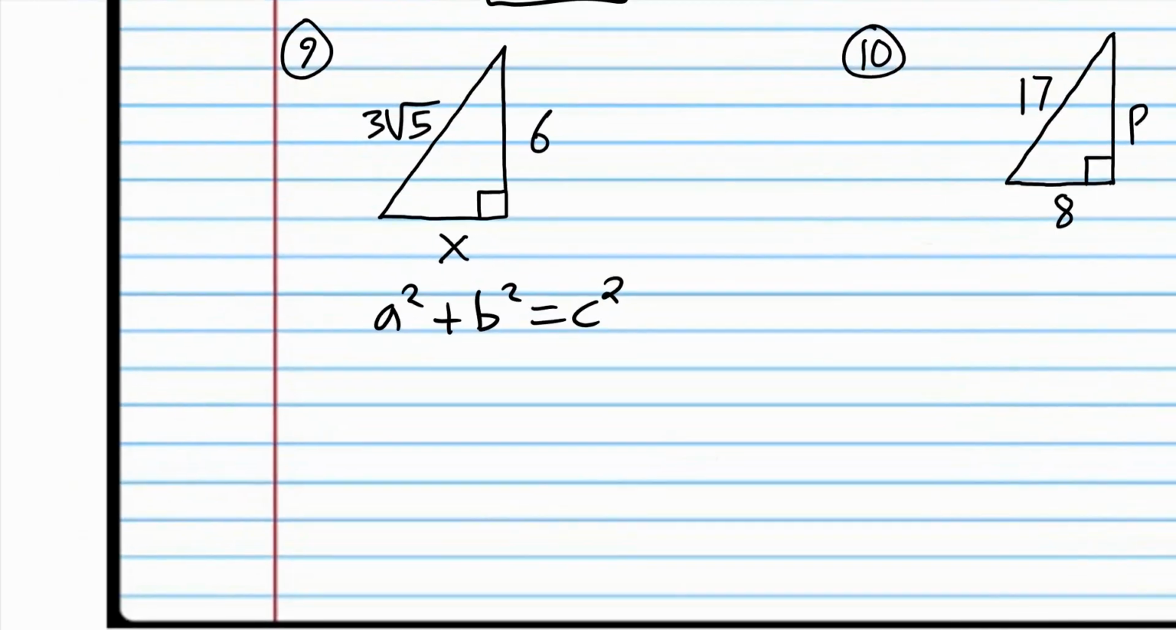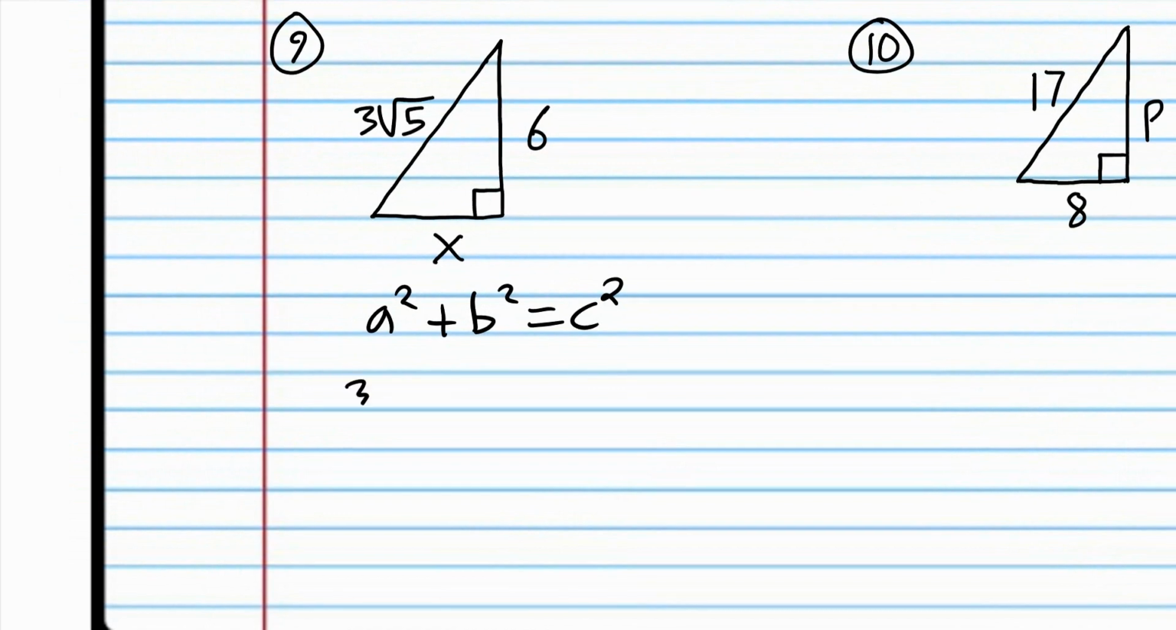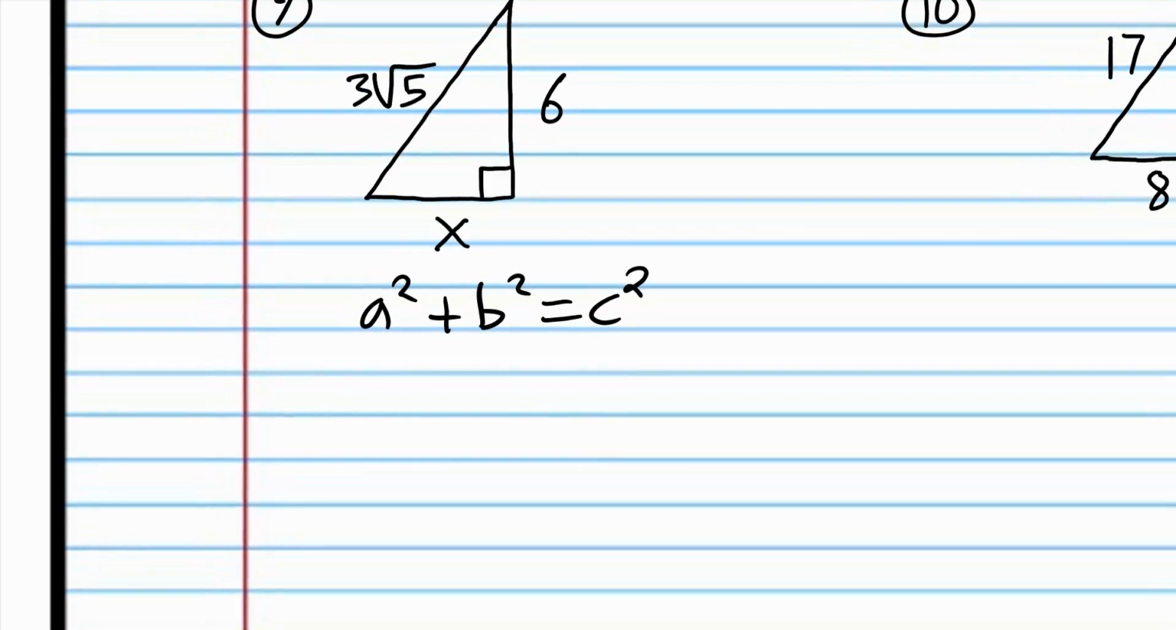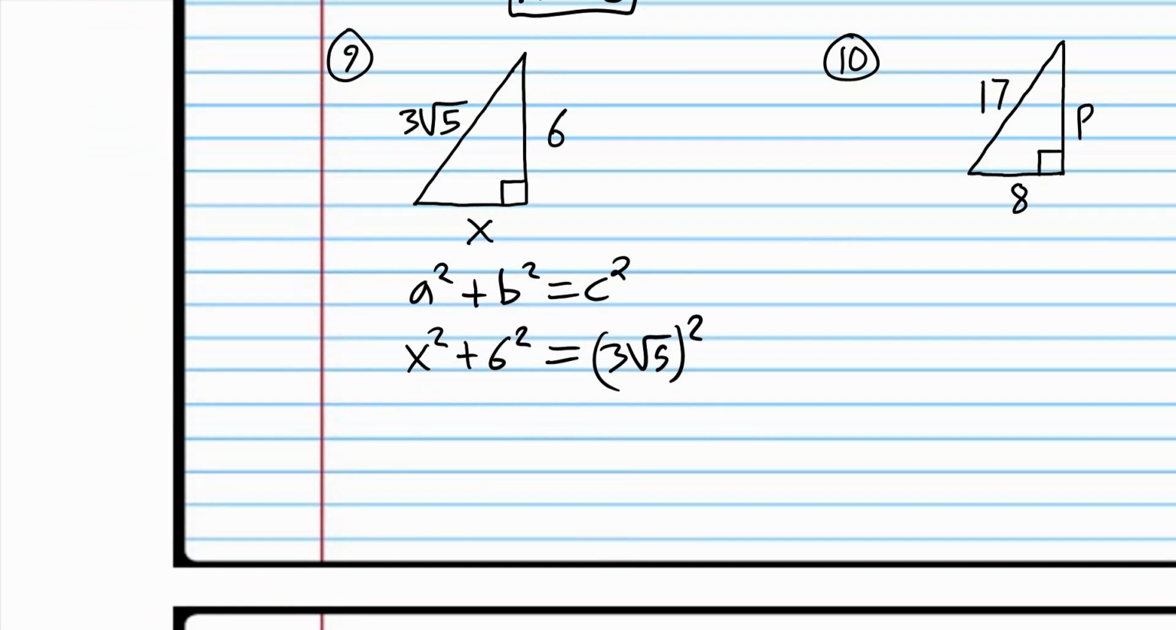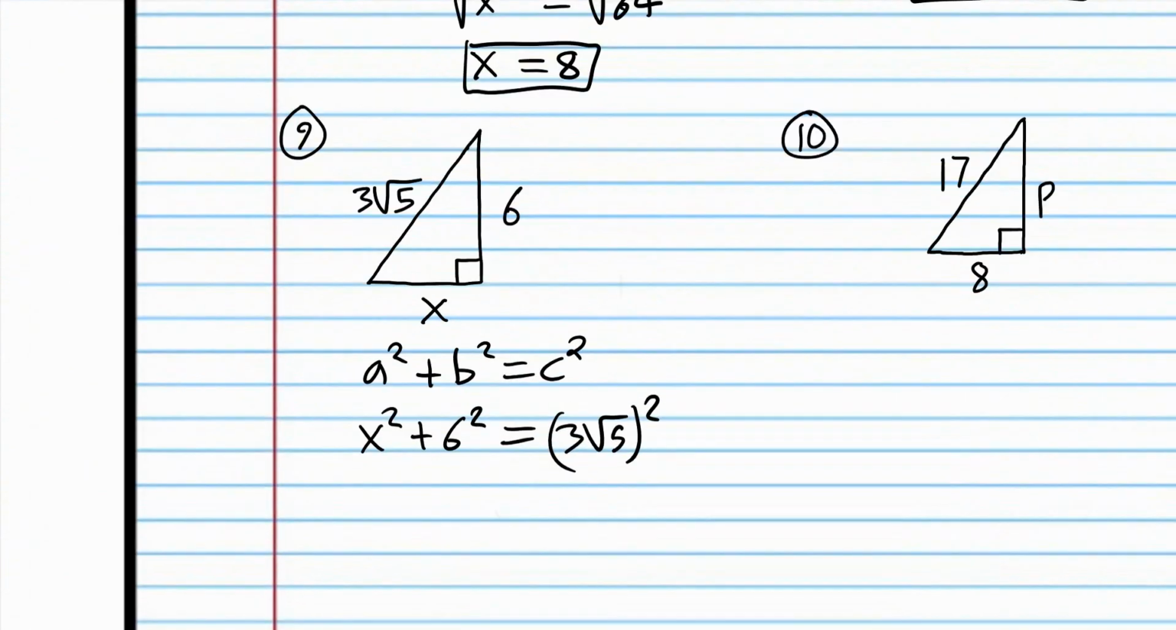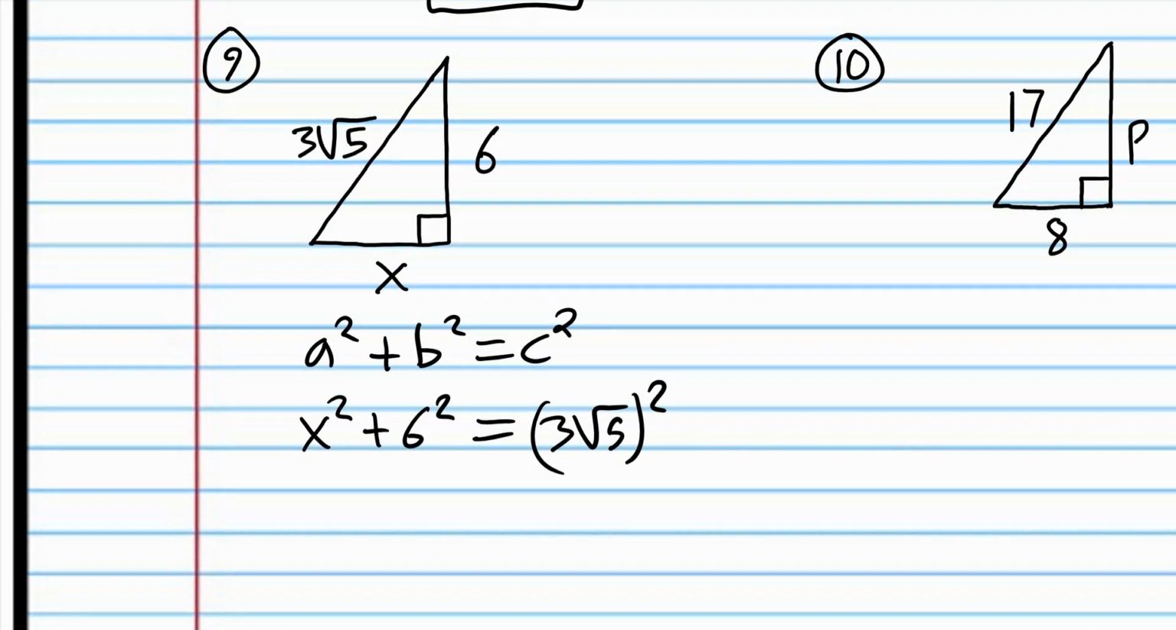So let's plug in the numbers. Square root, actually that's the wrong one. I just did the very thing I was warning you against. 3 root 5, that's the hypotenuse. And x is a leg. It can go here or it can go here, it doesn't matter. And again, the difference with these problems is that now we're missing a leg. In the previous problems, we were missing the hypotenuse, but now we're missing a leg.